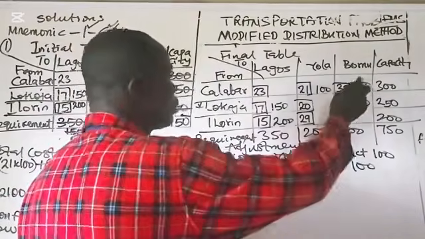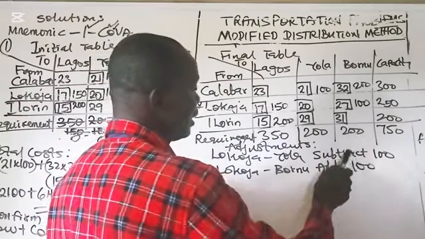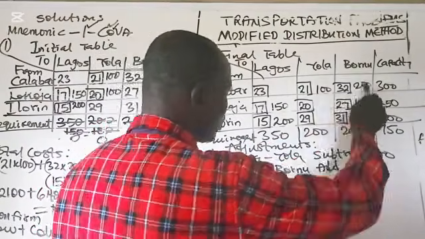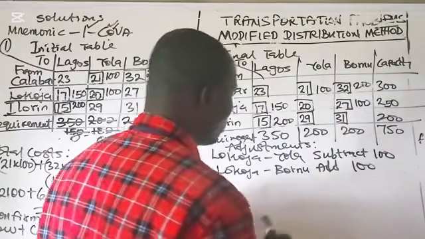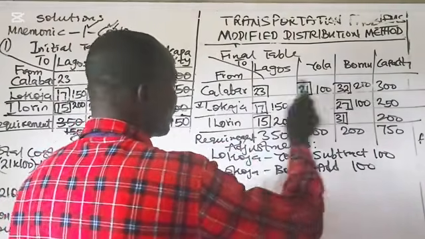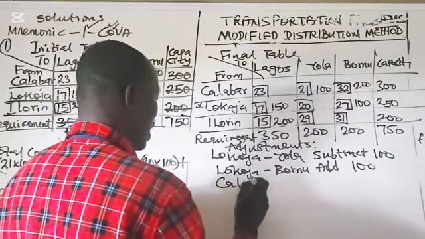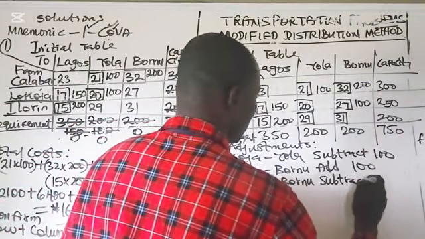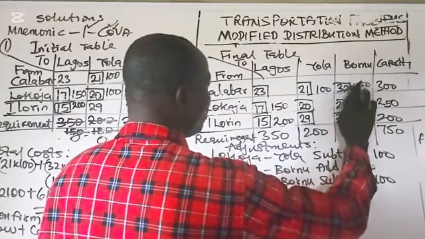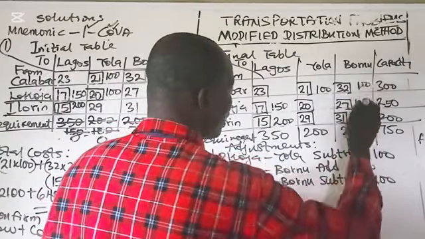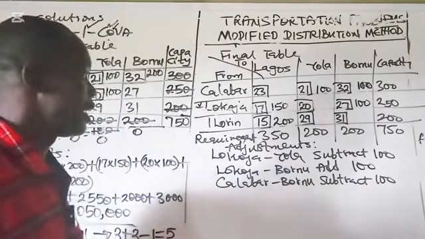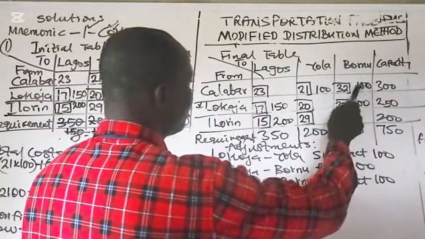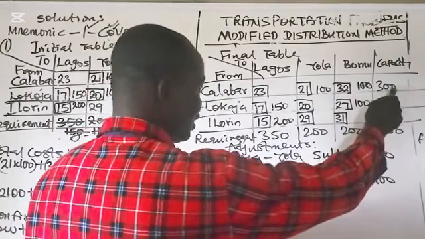If that 100 is added, 200 plus 100, that is 300, which exceeds this. That means we have to reduce the assignment here so as to bring back these 100 so that we can now have 100 plus 100, making 200. So let's subtract 100 from Calabar to Borno. If you subtract 100 from 200, you'll be left with 100. So 100 plus 100, that is 200. This one balanced. But this 100 plus 100, that is 200. It doesn't agree with 300.